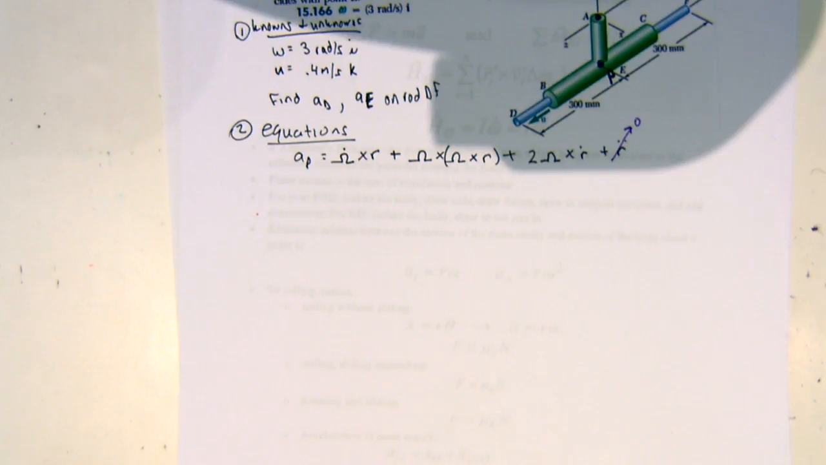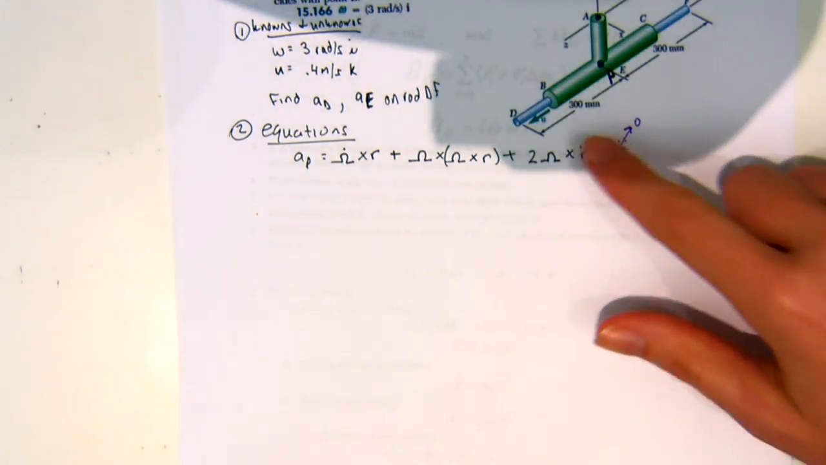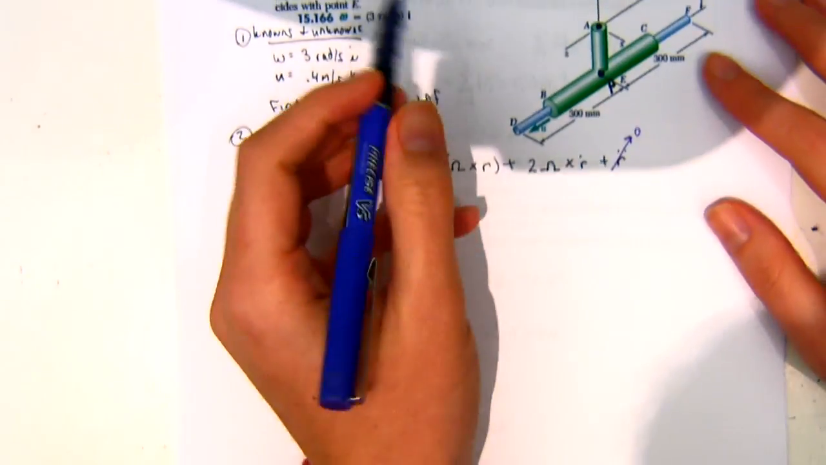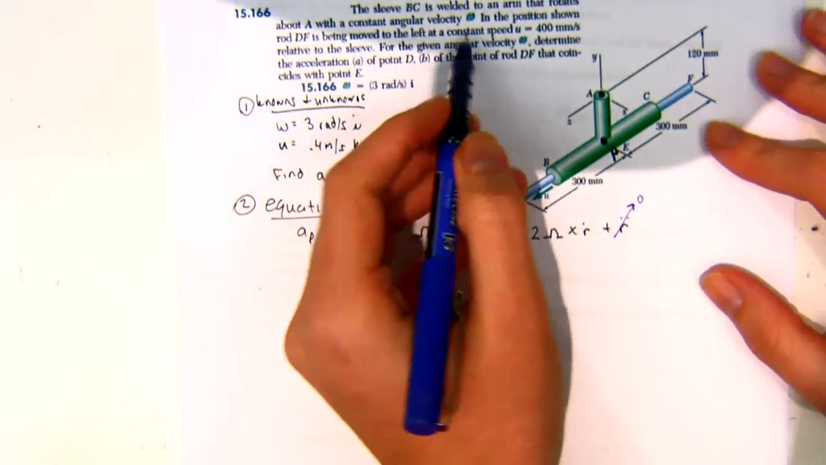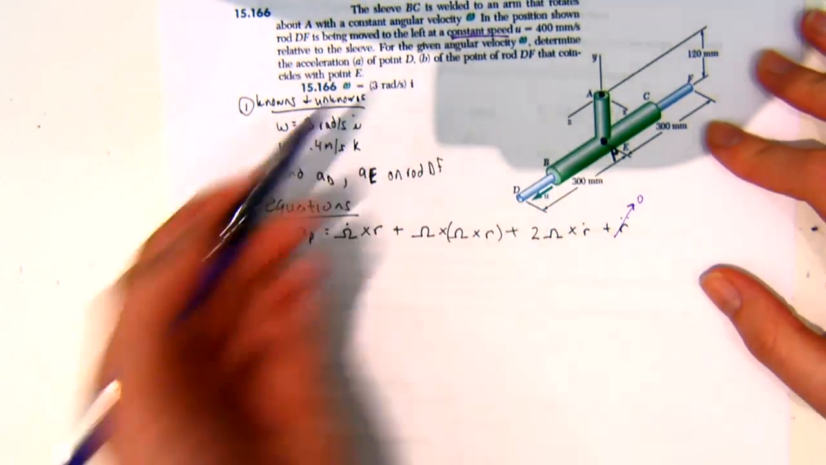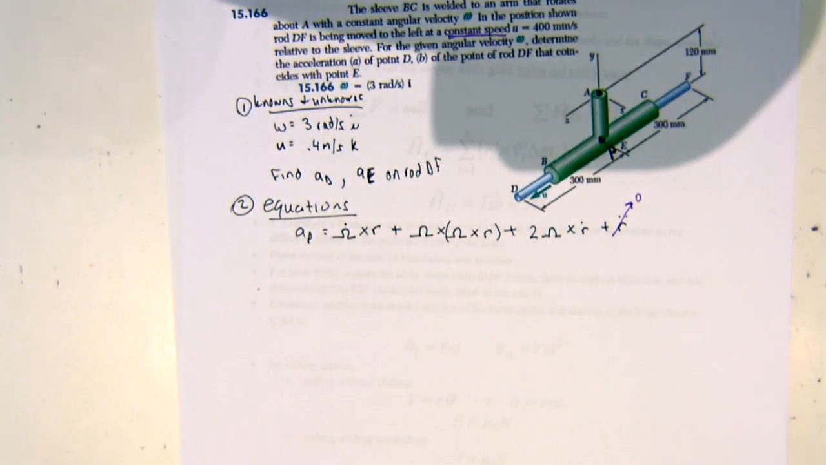Well, they will just say, so this one they say rod DF is moving to the left at a constant speed of u equals 0.4. If they said it's moving to the left with a velocity of 0.4 and it's decelerating at a rate of 0.2, then that's when you would have slip.